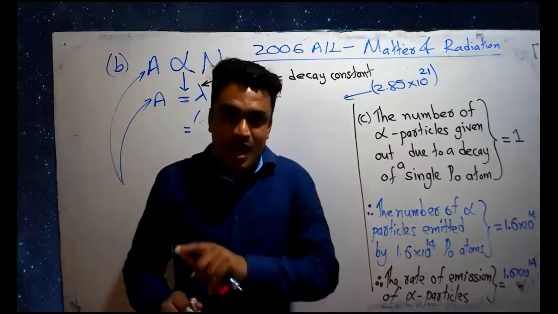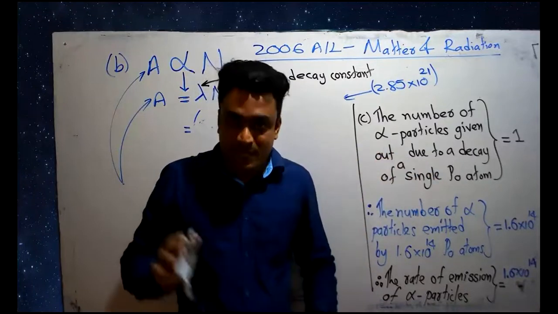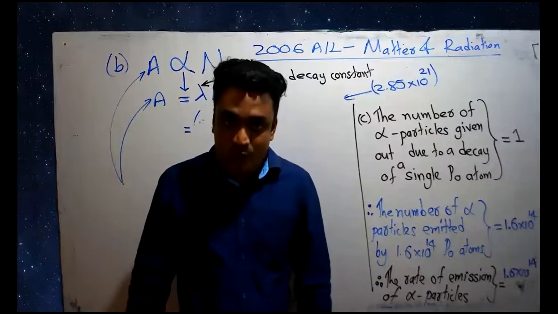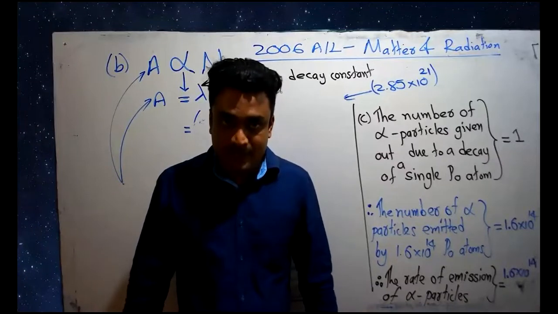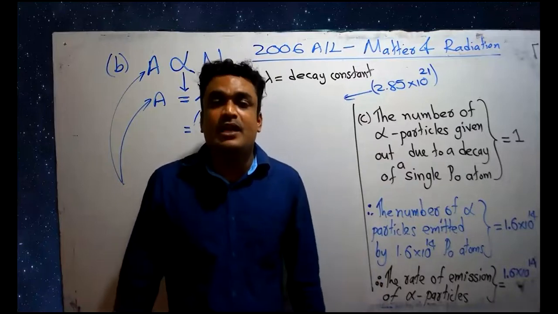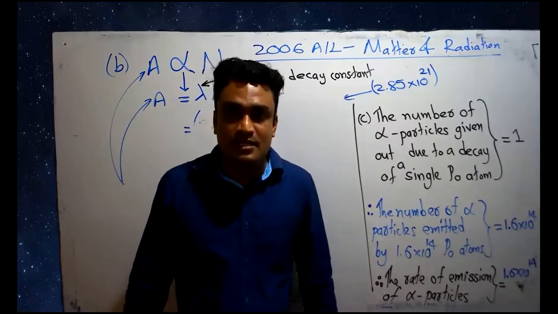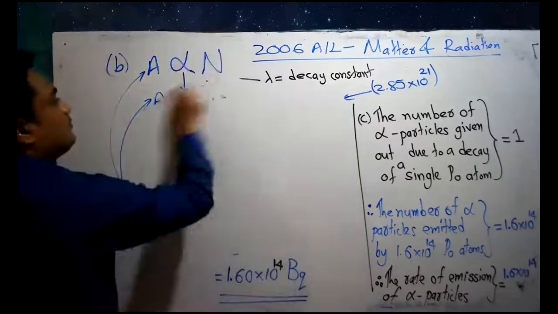Let's imagine that after 4 seconds, only 5 polonium atoms are there in the sample. It means 5 of the atoms have decayed. So we say 4 seconds is the half-life. The time taken for the number of mother nuclei to become half is said to be the half-life.